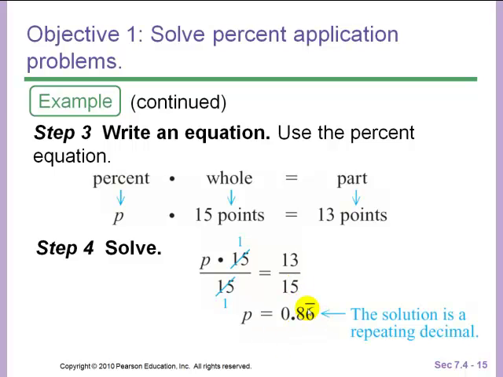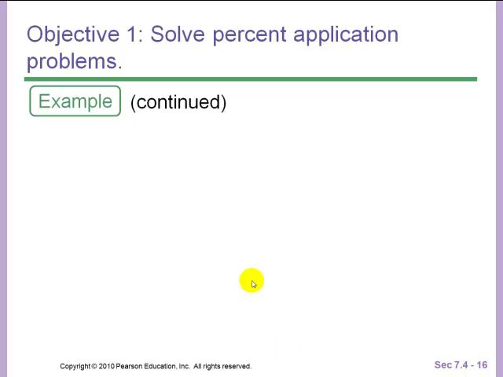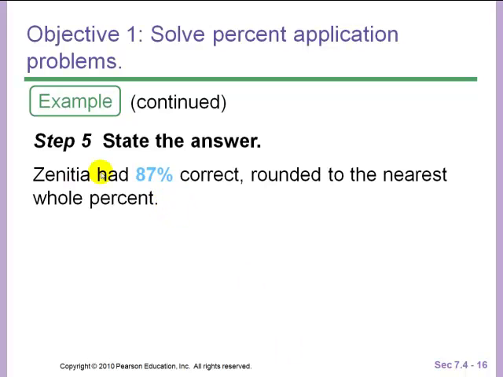For all of these problems, write your final answer with the percents to the nearest tenth. So remember, 0.86 repeating is 0.8666666, and when you move it over, you're going to get 86.666666, and so you're actually going to round it to 87%. In this case, we went to the nearest whole percent. If it was to the nearest tenth of a percent, it would be 86.7%. Be careful to see where the directions tell you to round, particularly with My Math Lab. They will mark you wrong if you round to the wrong place. So, Zanita had 87% correct, rounded to the nearest whole percent.